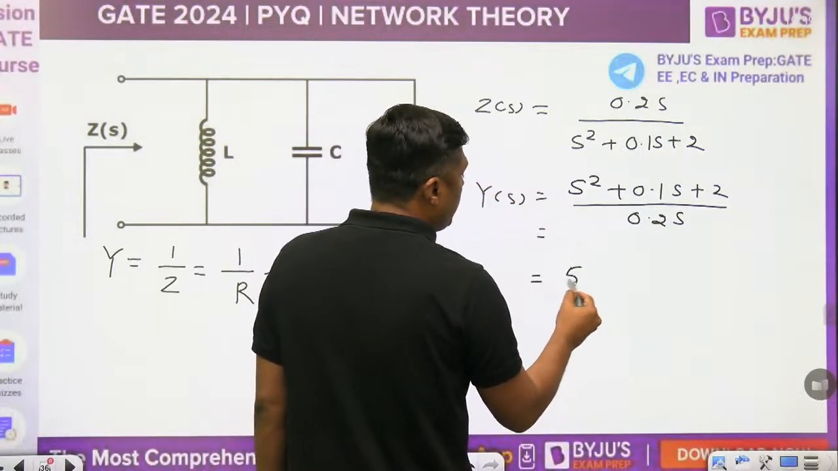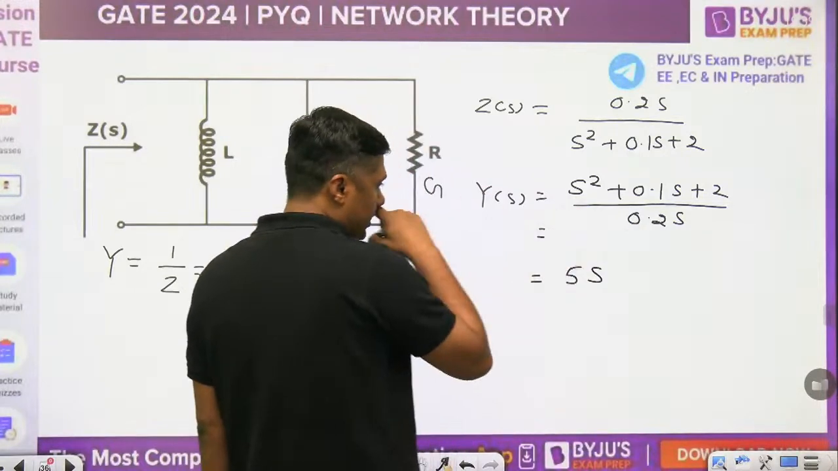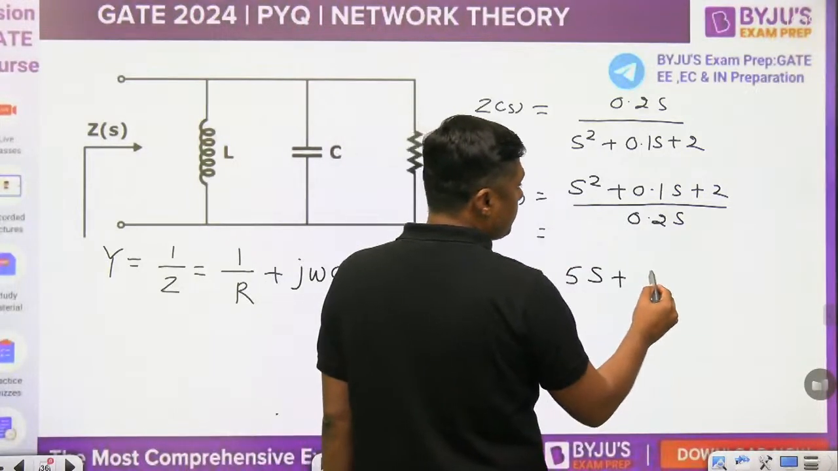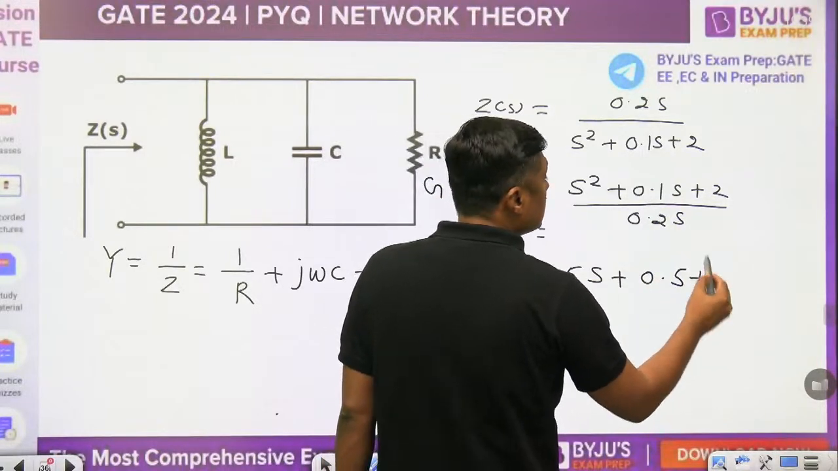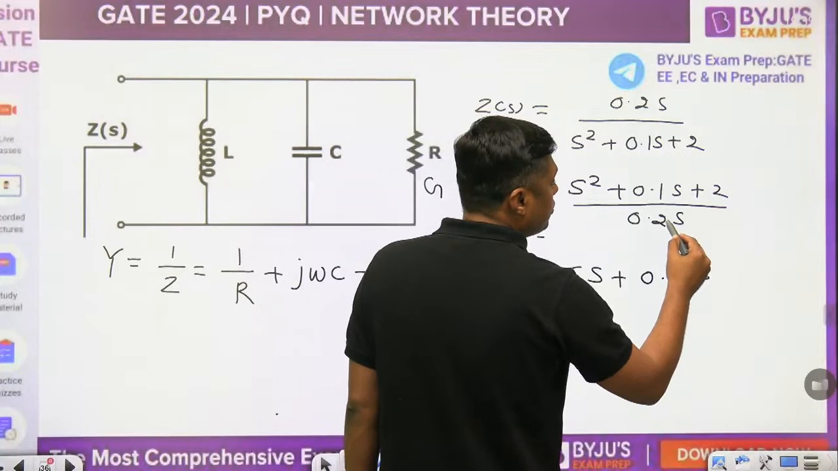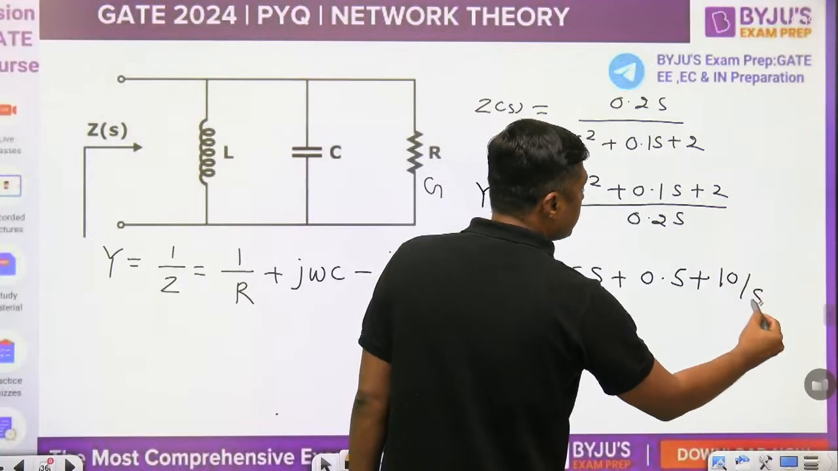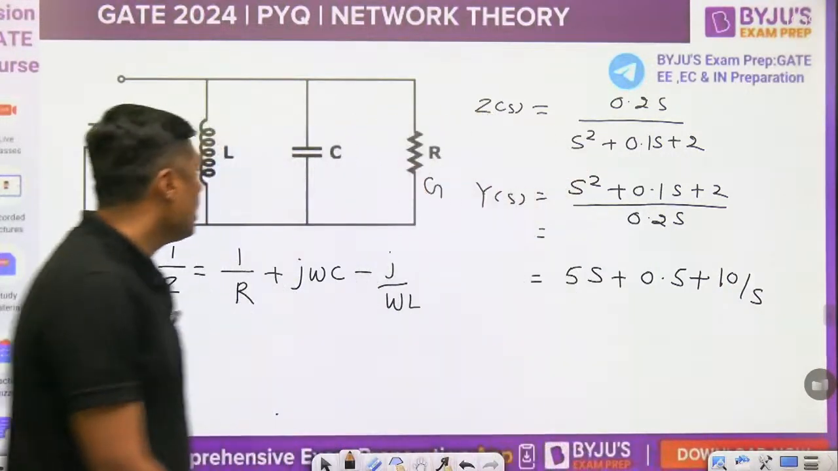It will become 5s, because 10 by 2 is 5s, plus 0.5, the s's cancel, plus 20 divided by 2, that is 10 by s.